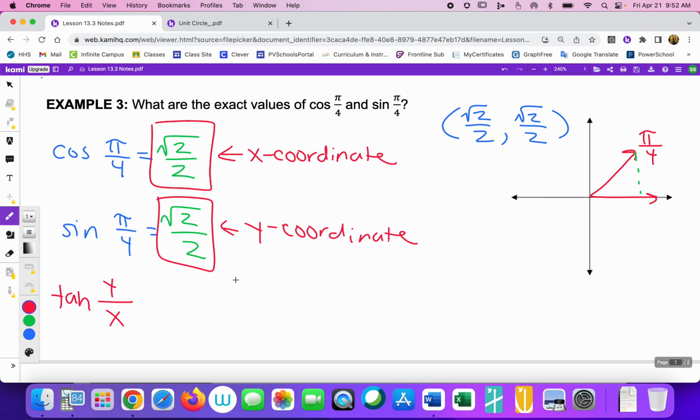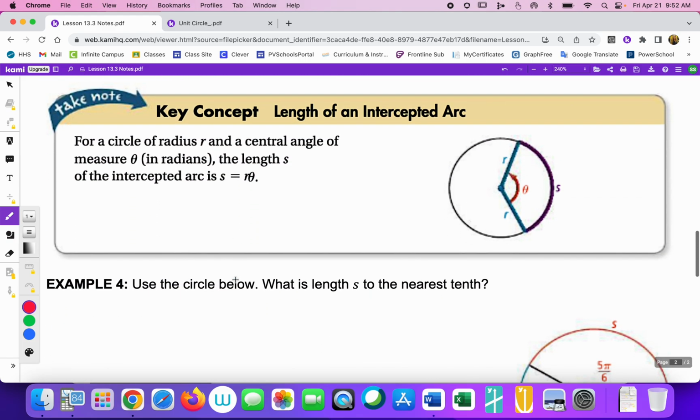The one in the back is new. It's not tough, but it's new. So, length of an intercepted arc. For a circle, the radius is r and the central angle measured is theta, in radians, so you're going to see radians for these. The length S, which is that arc, is S equals R times theta. So this little formula right here, that's what we're going to use down here. Now the results of these are going to be decimals, so we're going to actually use the value of pi in the calculator for these.